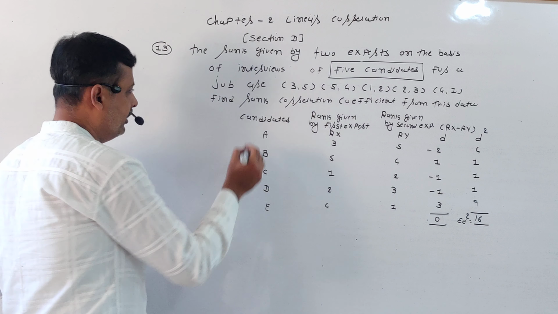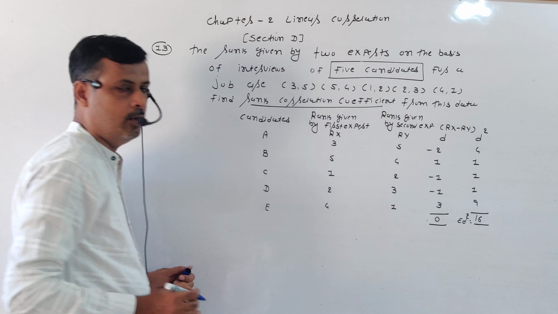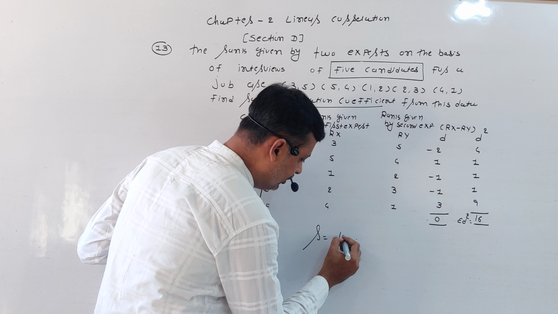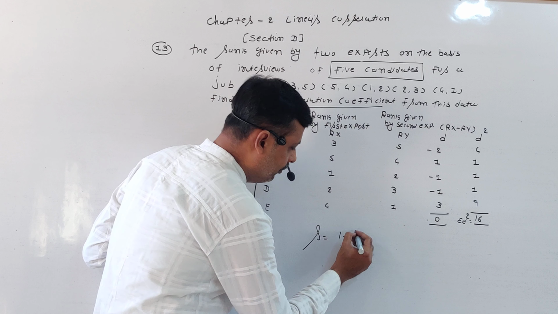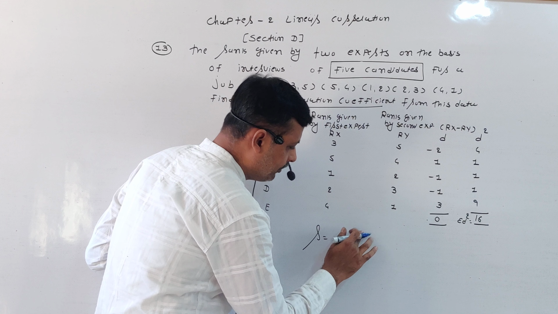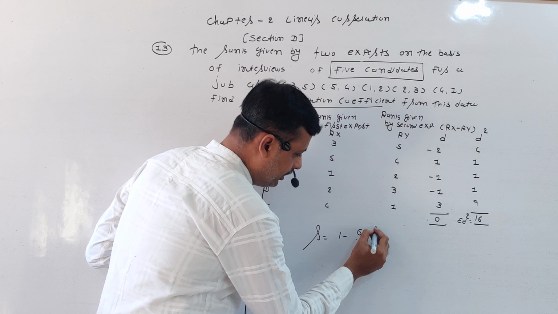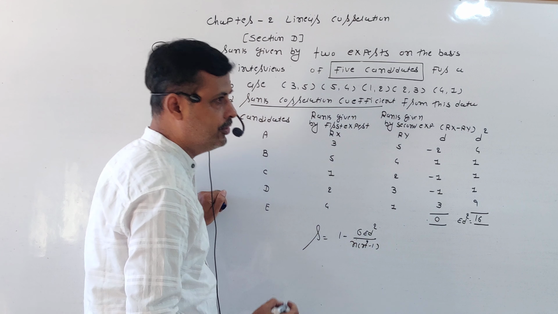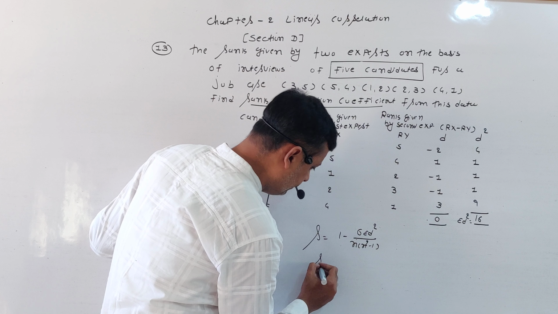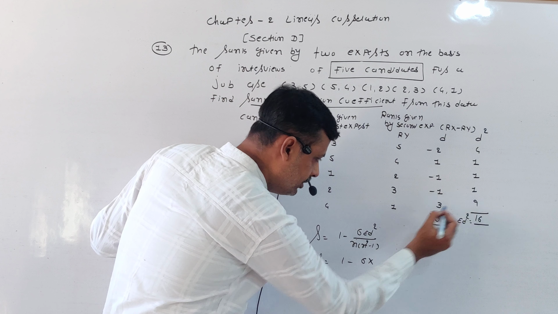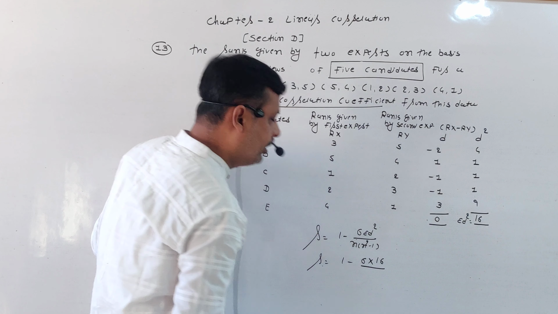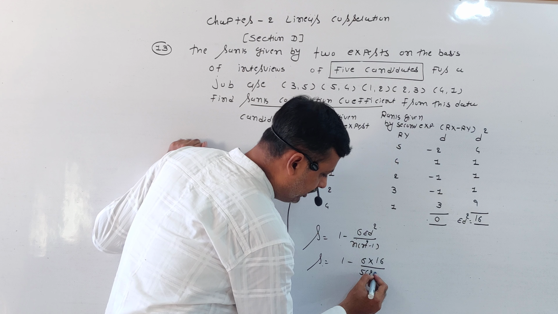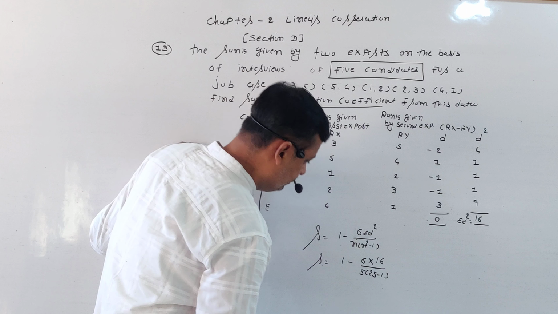And here we have to find the rank correlation coefficient. So the formula of rank correlation coefficient: R is equal to 1 minus 6 sigma D square upon n into n square minus 1. 6 sigma D square, that is 16. We have 5 candidates, so 5 square is 25 minus 1.